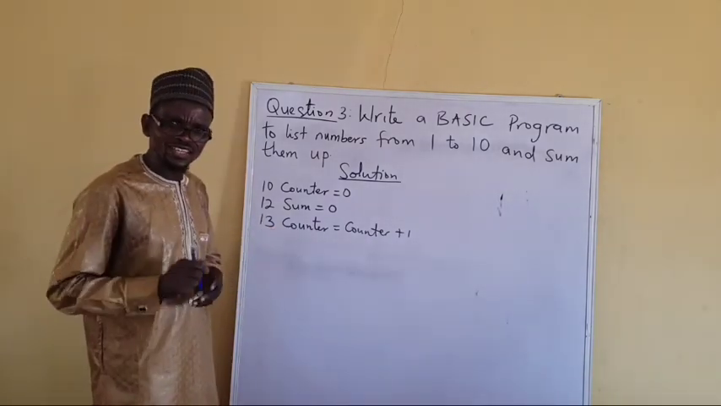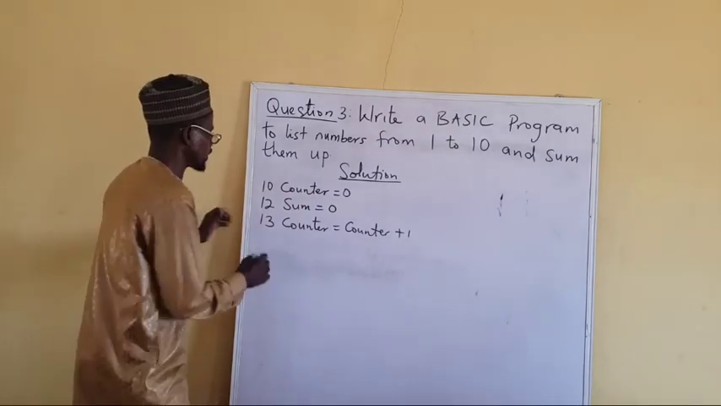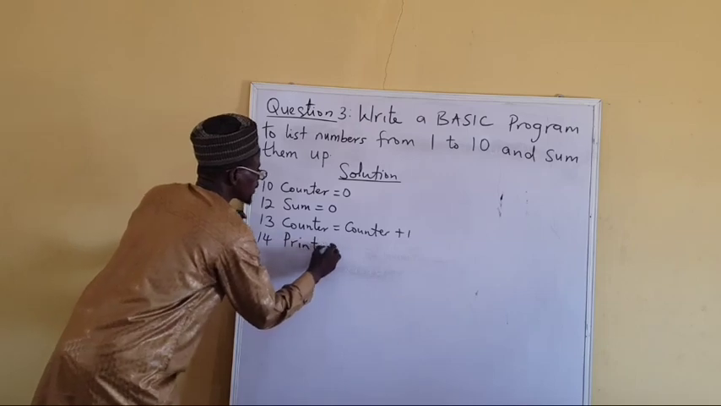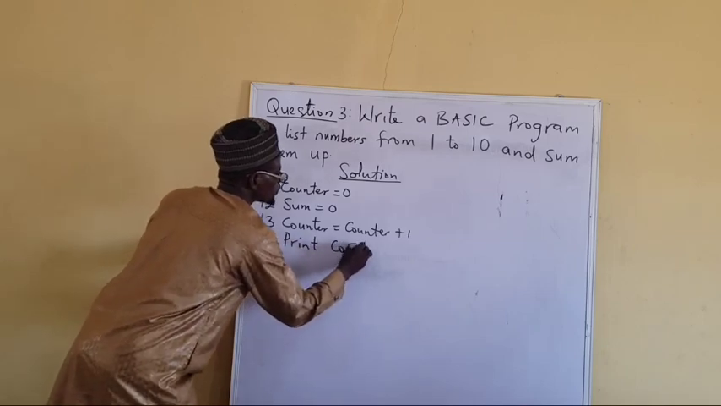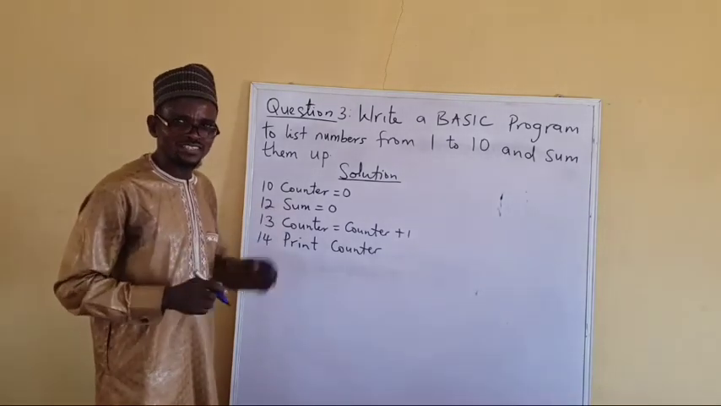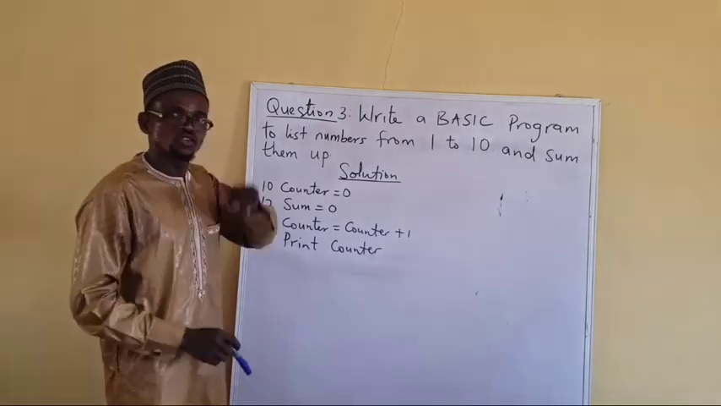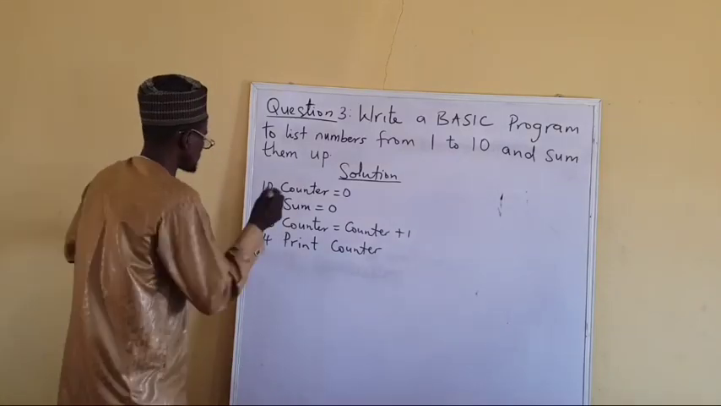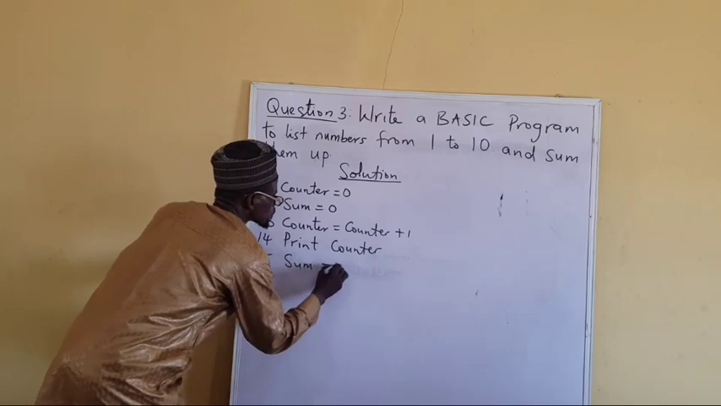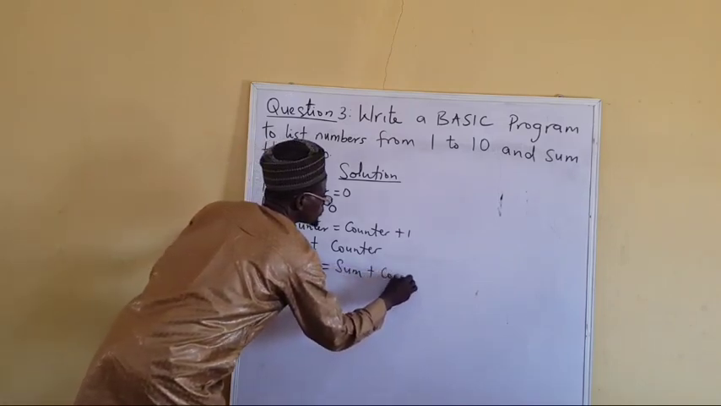The next thing is for the computer to print the value of the counter. So we say print counter. The computer will just print 1. So the next thing is to sum the value of counter to sum. Sum is equal to sum plus counter.